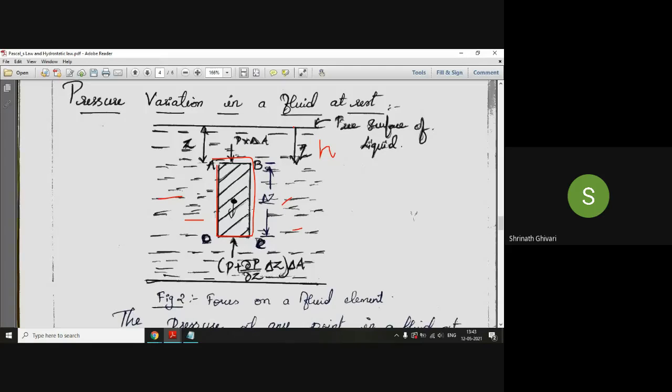On this fluid element there are two forces acting, from above and from below. One force is the pressure force, that is P into delta A. This is the area.